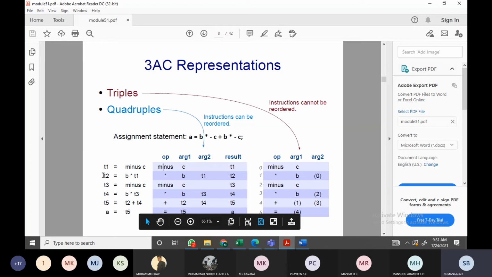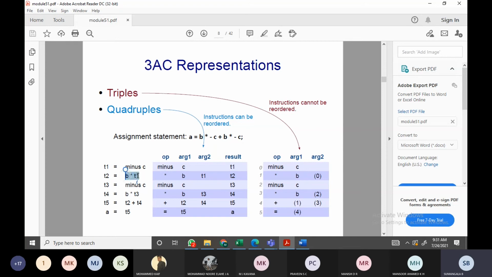Next observe t2 is equals to b star t1. First you have to observe the right hand side of the 3 address code. See what we have, b star t1. What is the operator? Star. So you write that star under the operator column.